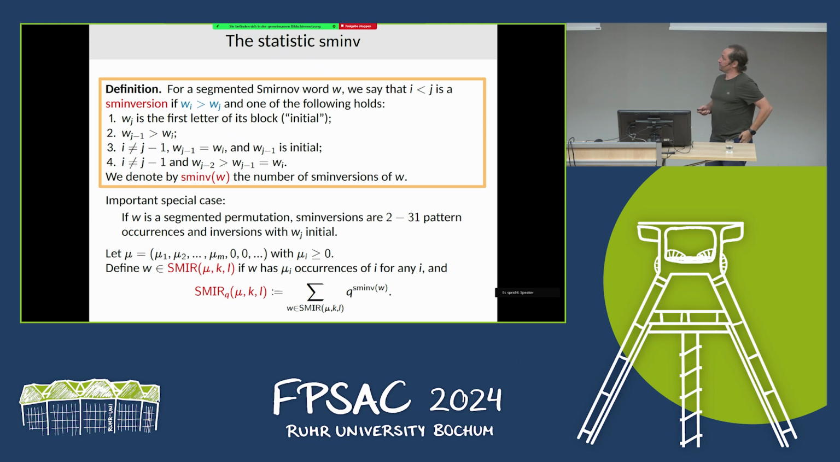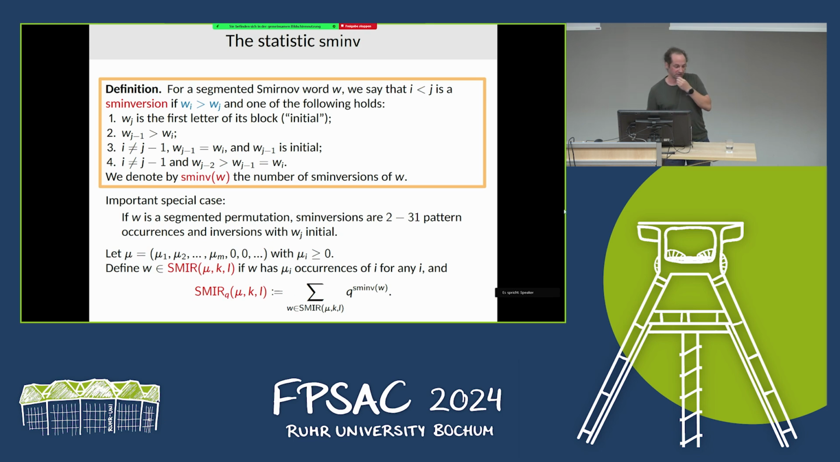Okay, so just another definition. Because of the theorem, we want to refine this with a certain mu. So mu is sometimes called a weak composition, just a sequence of non-negative integers. And we define this set Smirnov of mu, just if you select the words that have mu_i occurrences of the letter i for each i, okay? That's a finite set now. Smirnov words are infinite, now it's a finite set. So this is a polynomial, okay?